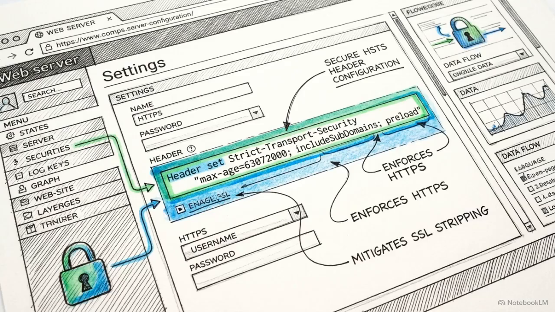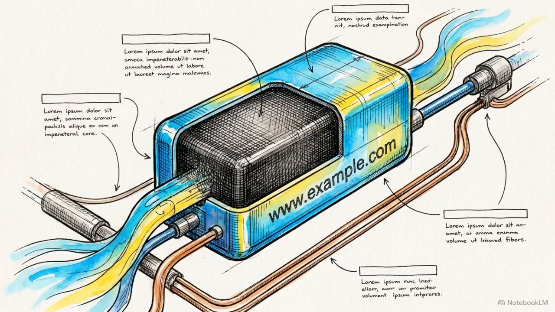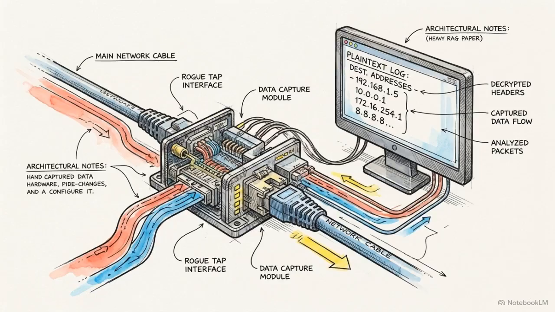The Strict Transport Security, or HSTS header, mitigates this. It instructs browsers to exclusively use HTTPS for a given domain, closing the man-in-the-middle window before the first connection is made. Additionally, even with TLS 1.3, the server name indication, or SNI, leaks the requested hostname in plain text during the initial handshake, meaning network observers can still see which sites a user visits.